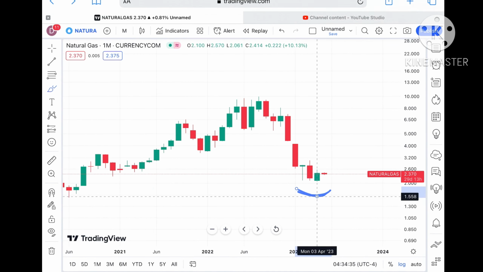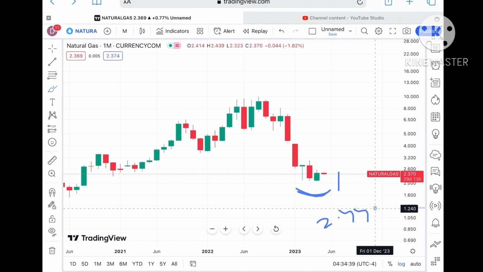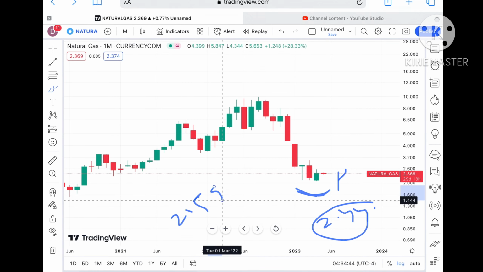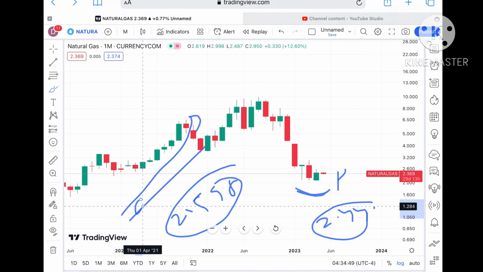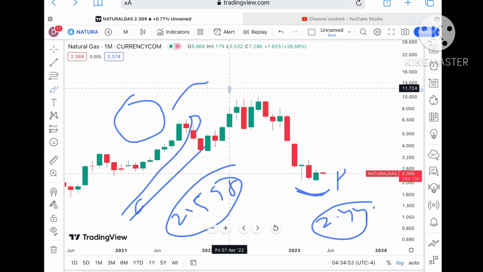But suppose if it forms a swing at this particular level, it can go towards a level of $2.441, and if that level moves further upside, then we can see a level of 2.598. Okay, because you cannot predict that the market goes in one direction. It will hold for some time and then go upside, as well as it will hold for some time, then it can go further down.